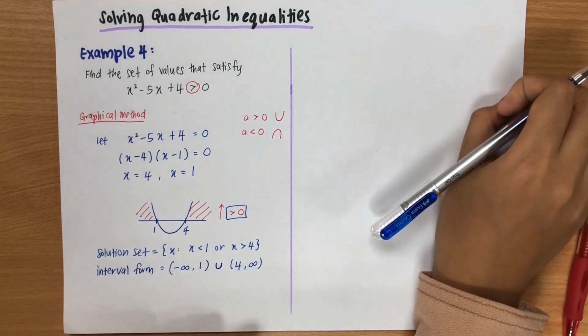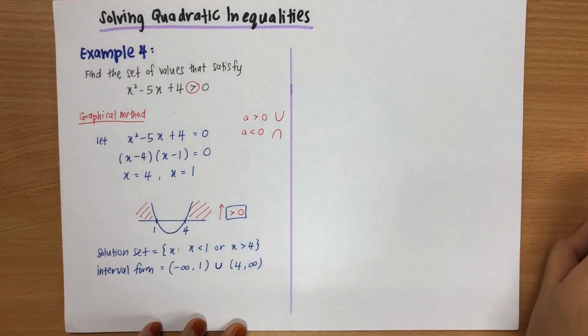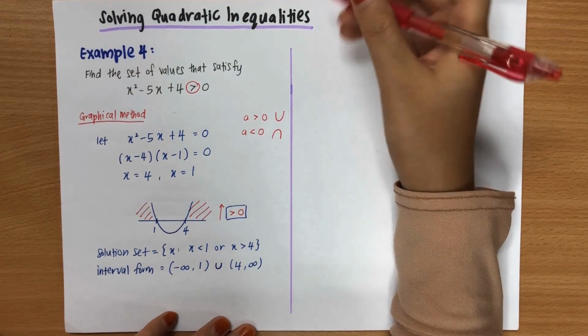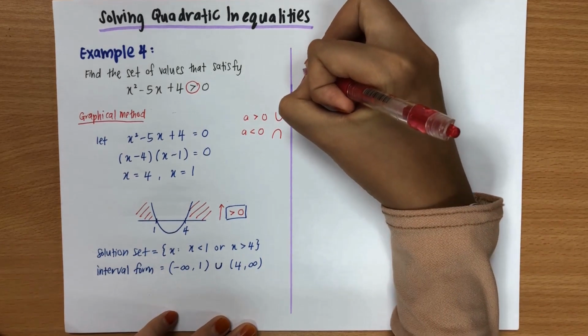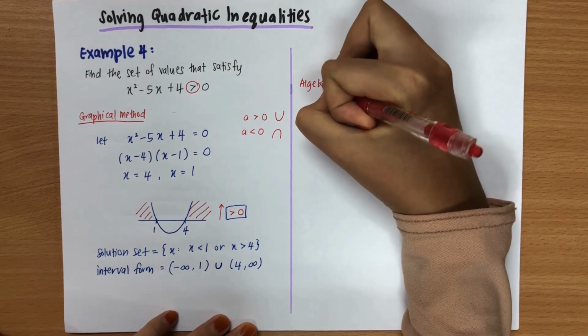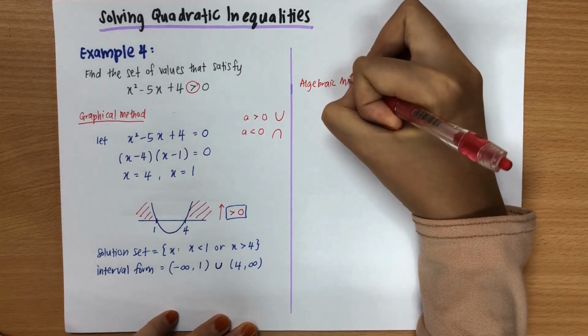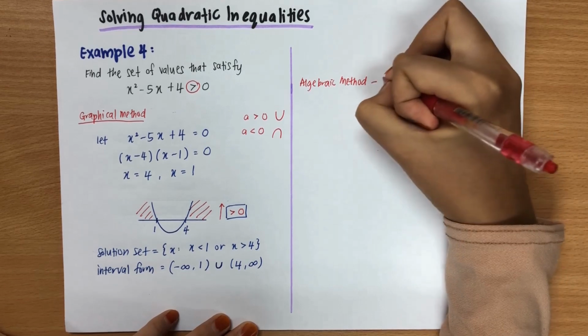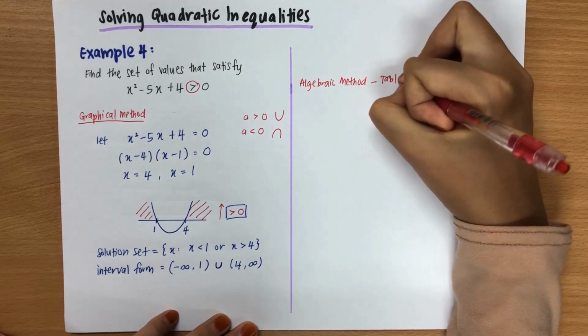Next, we will try to solve by using the algebraic method, which is by using the table of signs.